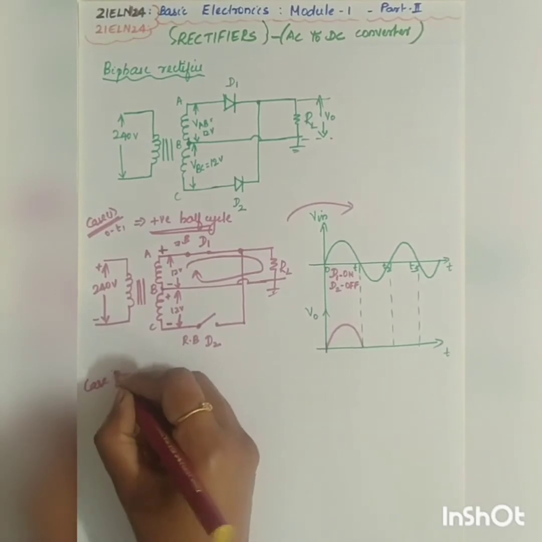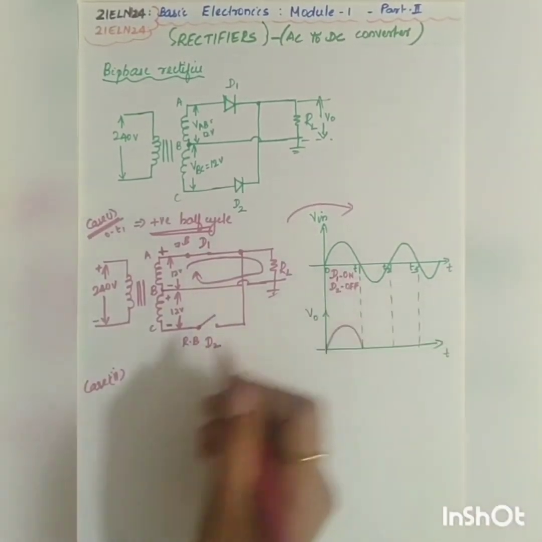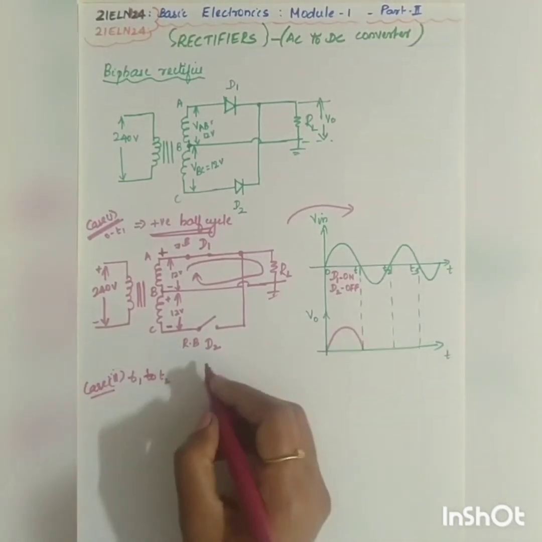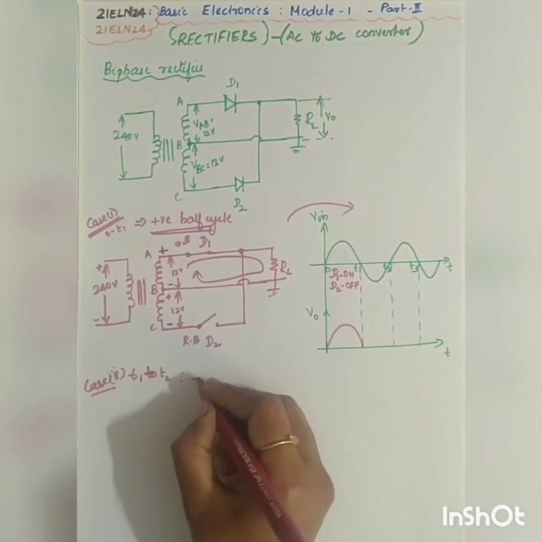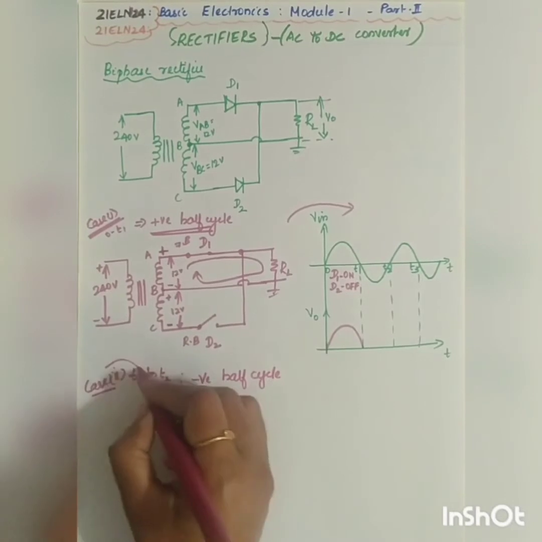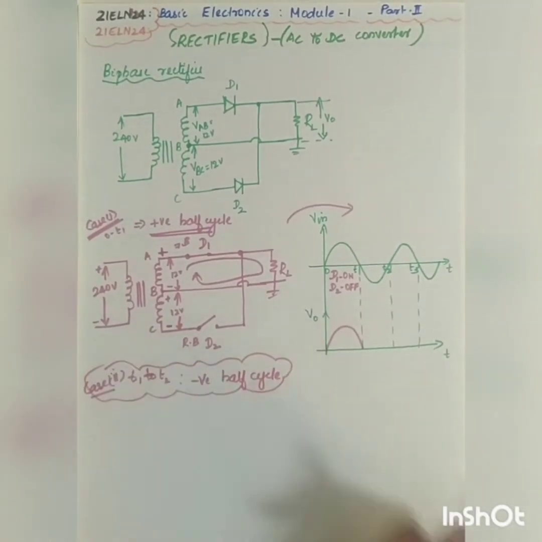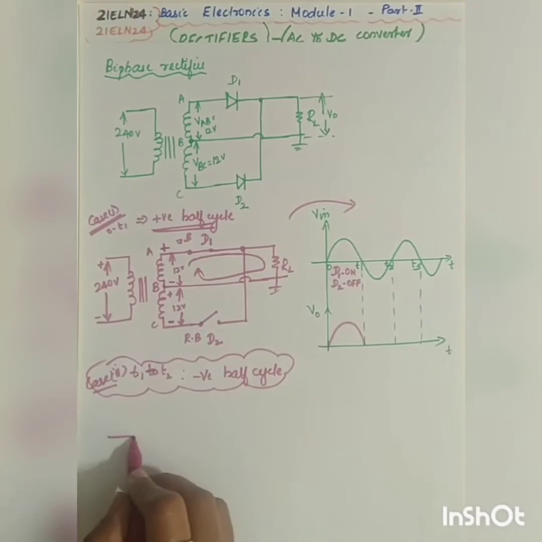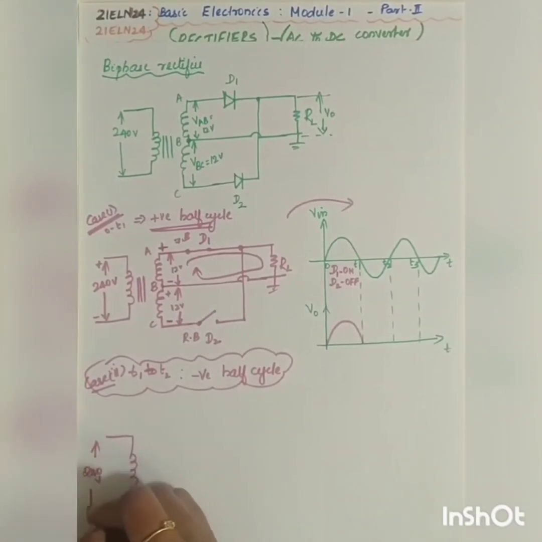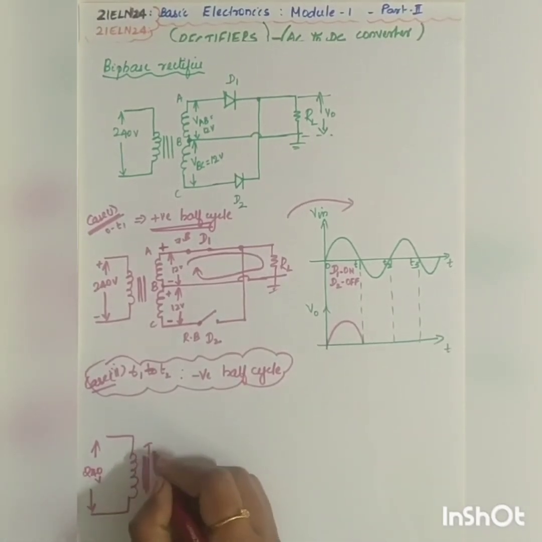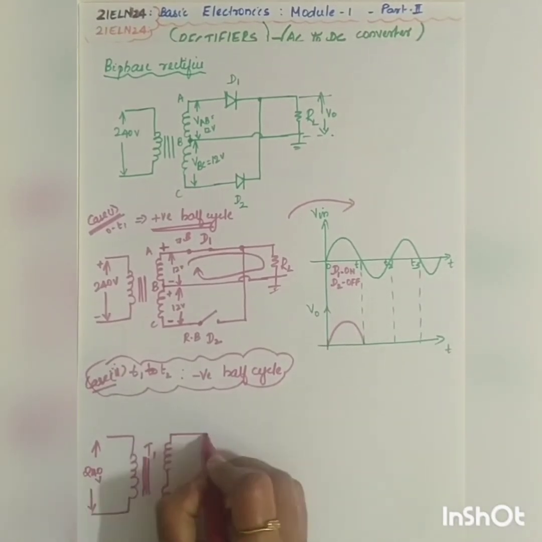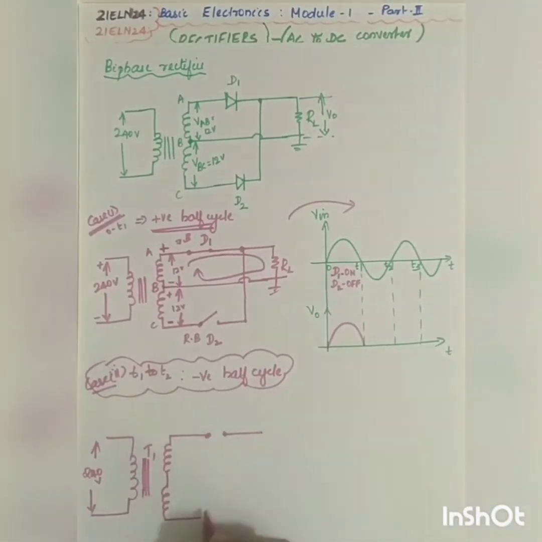Case 2. What is your case 2 time period? T1 to T2. So during this half cycle, which half cycle comes in? During the negative half cycle. What happens to your circuit during the negative half cycle? The circuit will be reconfigured, and again I can redraw the circuit. So 240 volt, the transformer. Let me again leave space for the two diodes.